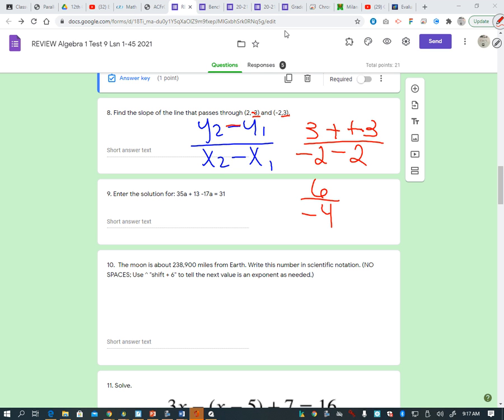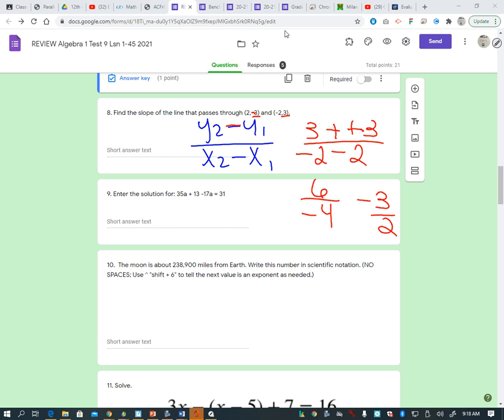Does 6 over -4 reduce? And what does it reduce to? Baker? 6 over -4 reduces to? 3 over -2. But do I ever want the negative in the denominator position? No. So I'm going to write negative 3 halves. Okay?